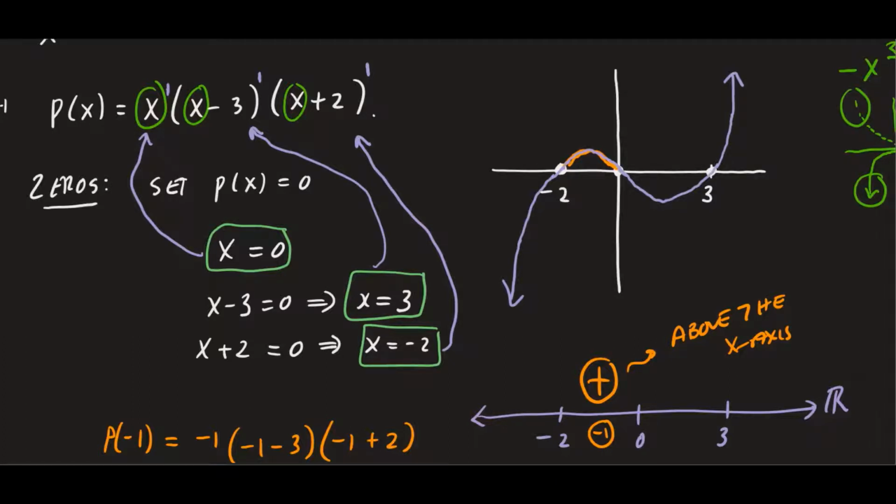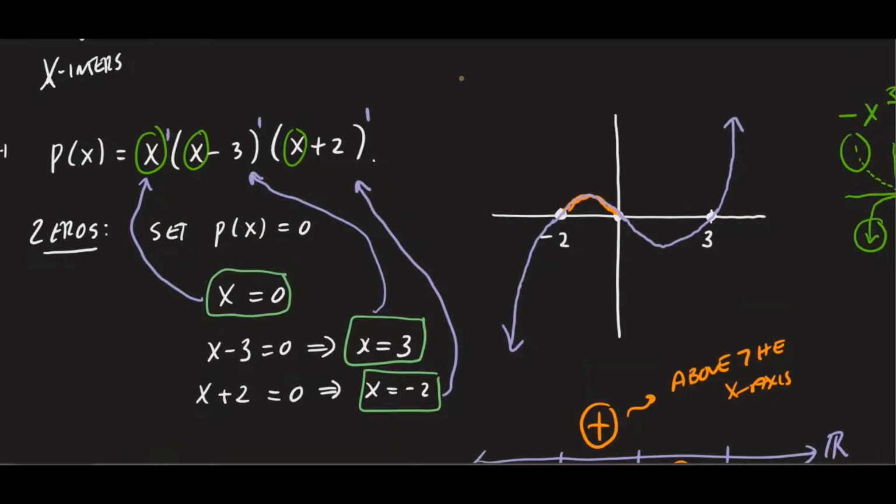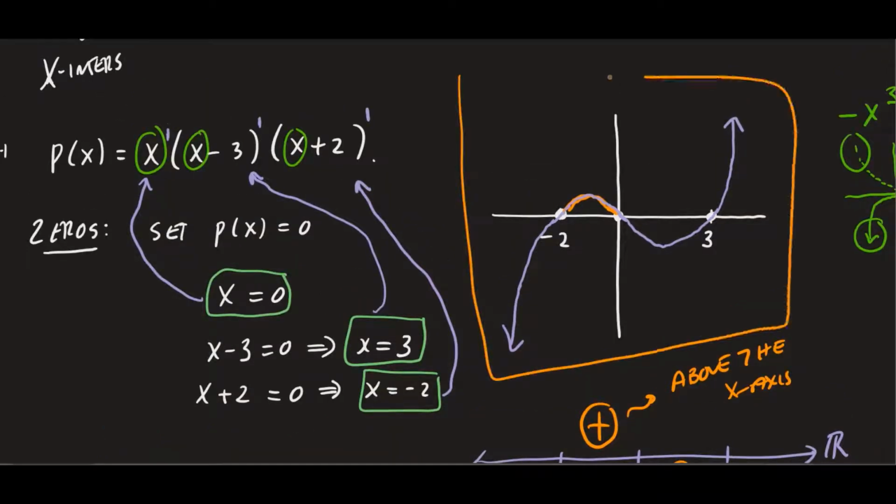And then if you want to check the next interval, say from 0 to 3, you can pick another test value, something small, let's say 2, and then again plug it into P of x. And then from 3 to infinity, you can also test by plugging in 4, plug it into P, and so on. So pretty much that's the idea of graphing a polynomial function. So that completes our graph for the first one.